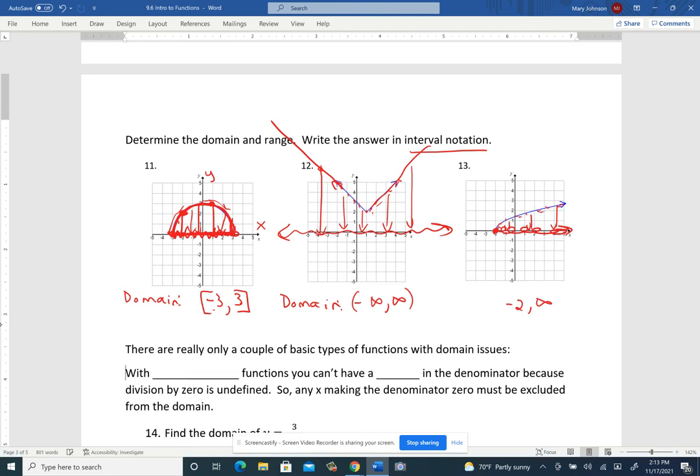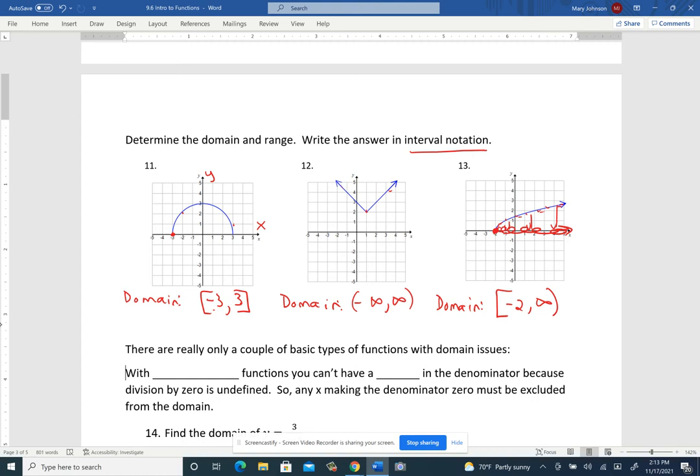What are the x's of those ordered pairs? -2 included, and then a parenthesis on the infinity. That would be the domain. With domain, you're focused on projecting the points to the x-axis. All right, I'm going to go back and do what happens if I'm talking range.